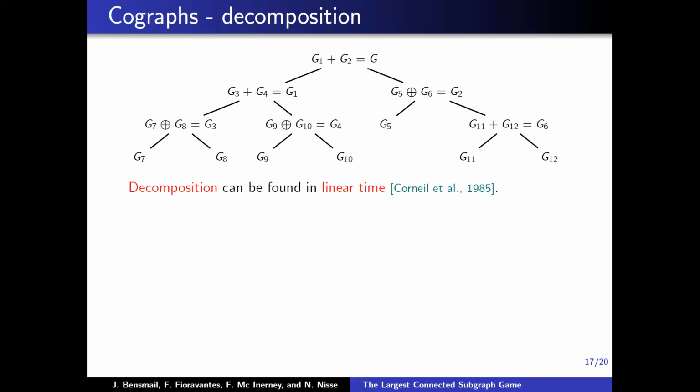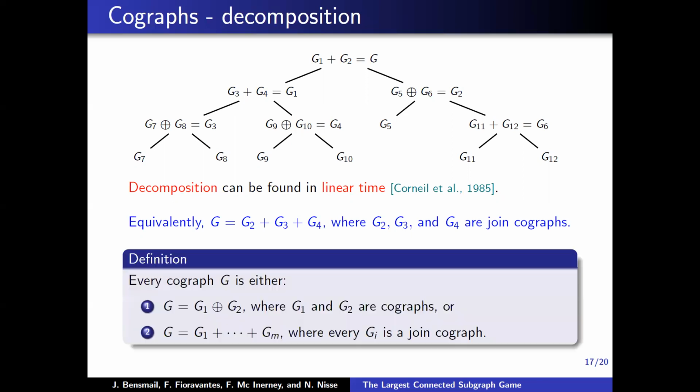Decompositions of cographs can be found in linear time. And if you look closely at the figure, what you'll see is that equivalently, we can say that G is equal to the disjoint union of G1 plus G2, but we have that G1 is not a join cograph. So equivalently, you can actually see that G is equal to the disjoint union of G2, G3, and G4, where all of these are join cographs.